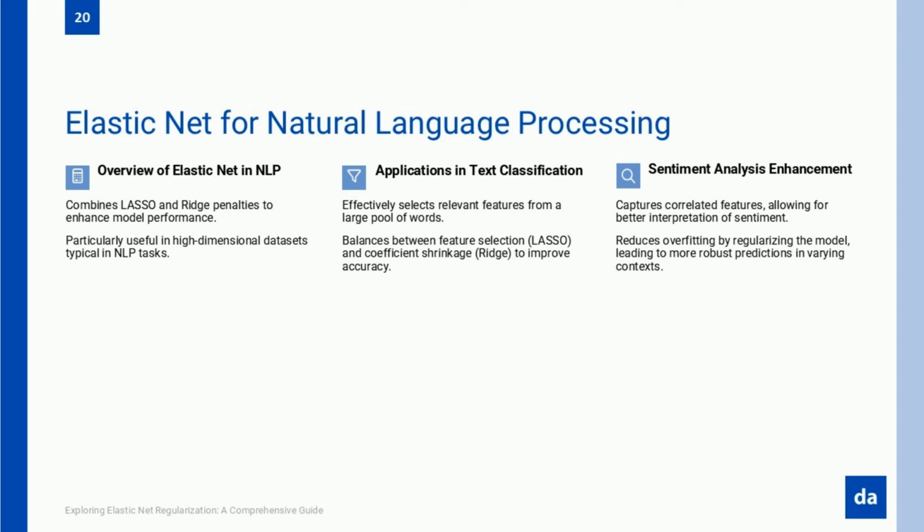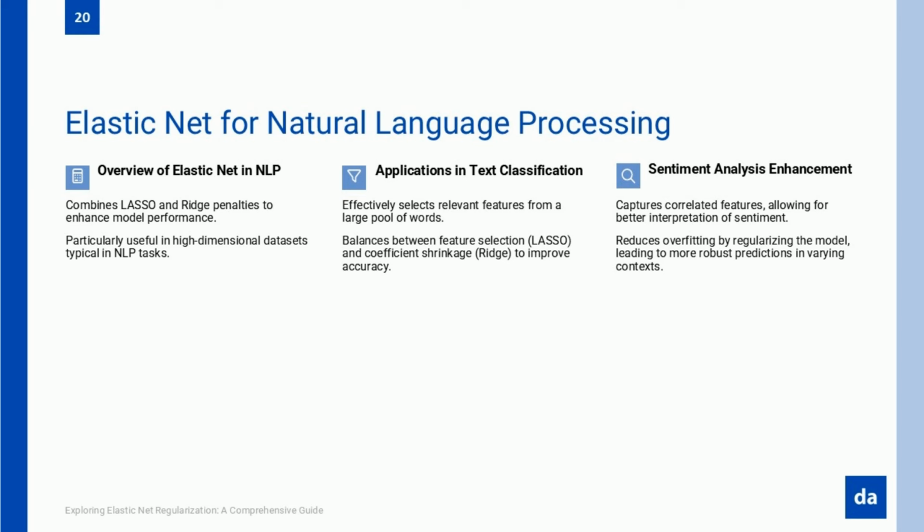From chatbots to sentiment analysis, natural language processing, NLP, helps computers understand and analyze human language. The challenge? Text data is high-dimensional, and many words or phrases are closely correlated. Traditional regression models can't handle this complexity without overfitting or missing important patterns. That's where Elastic Net is making a big impact.